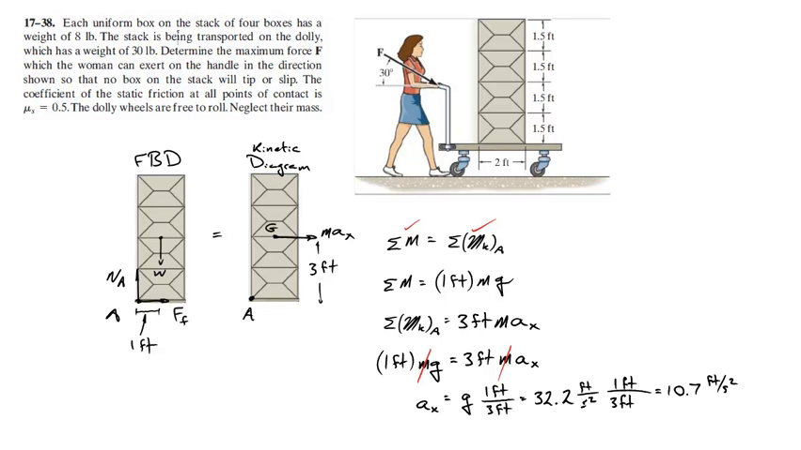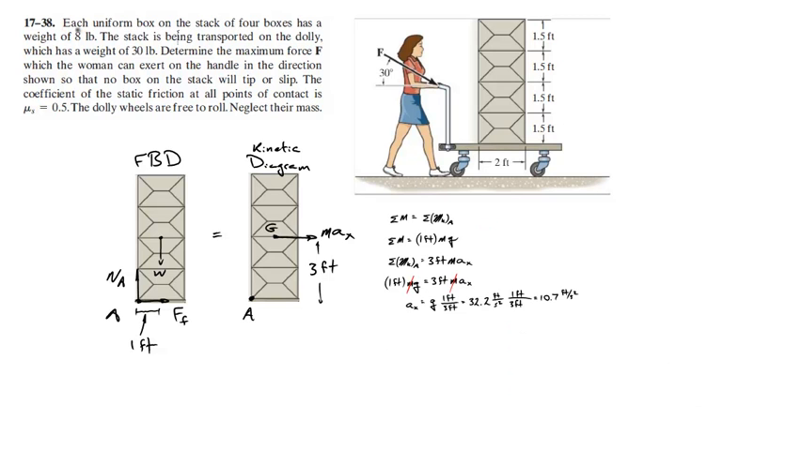Solving for ax in this case, we've got 32.2 feet per second squared multiplied by a third, effectively, and we'll come up with an acceleration in the x direction of about 10.7 feet per second squared. Any acceleration greater than this would cause the boxes to topple over counterclockwise. Anything less than this, and they'll stay upright. So right at this point, they're on the brink of toppling over backwards.